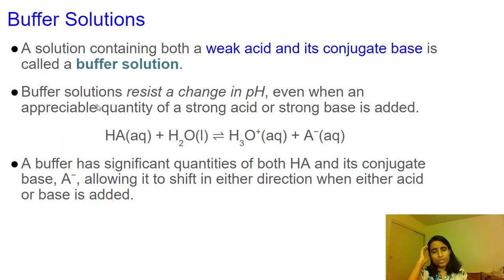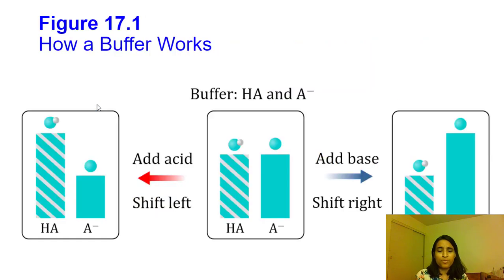So what's a buffer solution? The example we saw right now was a weak acid with its conjugate base. That was a buffer solution. Or if you have a weak base with its conjugate acid, that's a buffer solution. So buffer solutions have the common ion effect going on in them, and these are usually the two ways you have a buffer. Buffer solutions resist change in pH even when a huge amount of acid or base is added. A buffer has a significant quantity of both HA, which is the acid, and its conjugate base, allowing it to shift in either direction when acid or base is added.